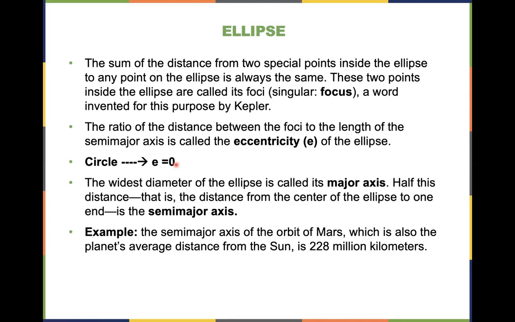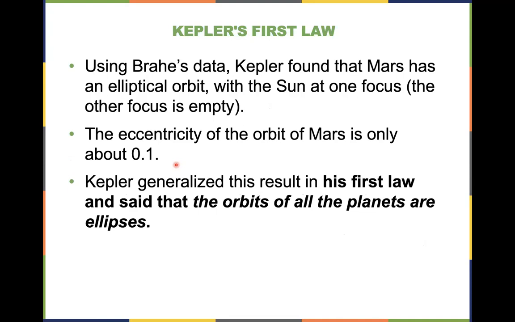Now for the ellipses, you have this eccentricity, and how elliptic an orbit is depends on the eccentricity value. Kepler found that all these planets go around in elliptical orbits, and the eccentricity of the orbit of Mars is only about 0.1. You can see that these eccentricity values are very small compared to circular orbits. There is an eccentricity on each of these orbits for planets, but the value is very small.